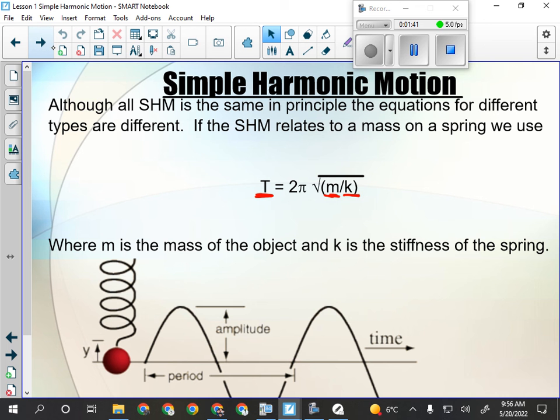All right, for a mass on a spring, the two things that affect the period are the mass, obviously, because more inertia, more energy pulls it further, and the stiffness of the spring. The stiffer the spring, the harder it is to stretch and compress it. So those two things would affect the period of a mass on a spring.